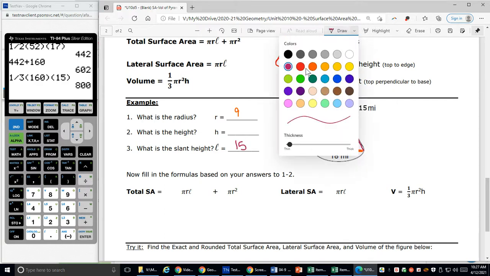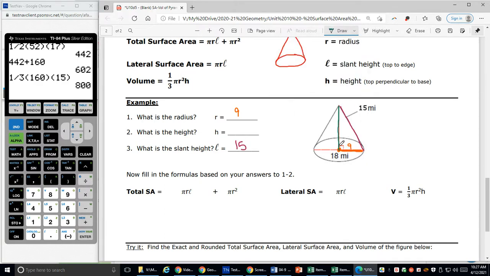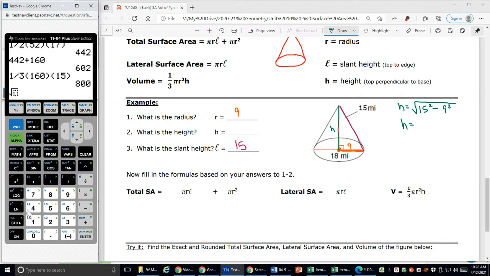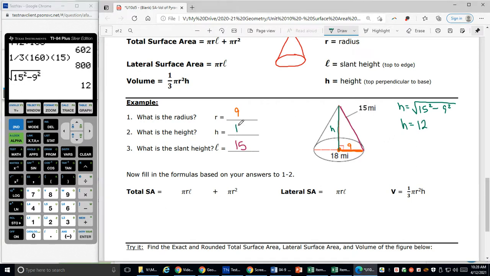To find my height, I'm going to have to use the Pythagorean theorem because I have this little right triangle here. To find this height, h, that's a leg of this right triangle because the 15 is my hypotenuse. So in my square root, I'm going to subtract my 15 and my 9, both squared. So 15 squared, the bigger one first, minus 9 squared. The height of this cone is the square root of 15 squared minus 9 squared, which gives me a height of 12. Then we're going to find our total surface area, our lateral area, and our volume.